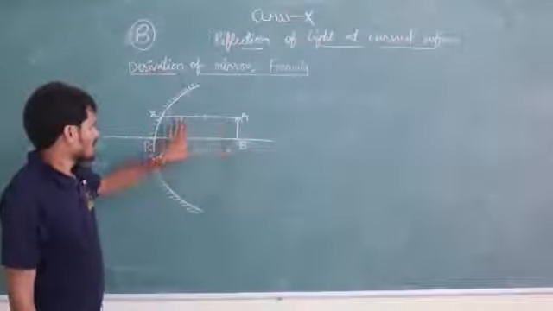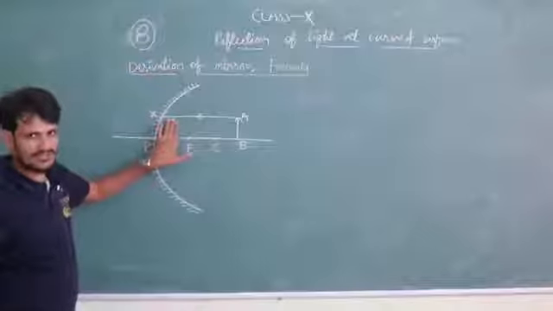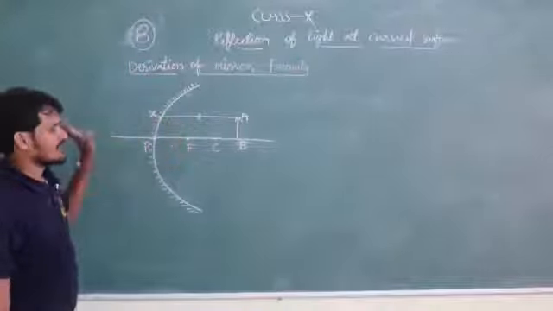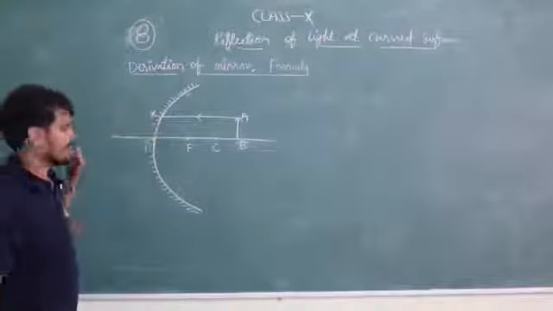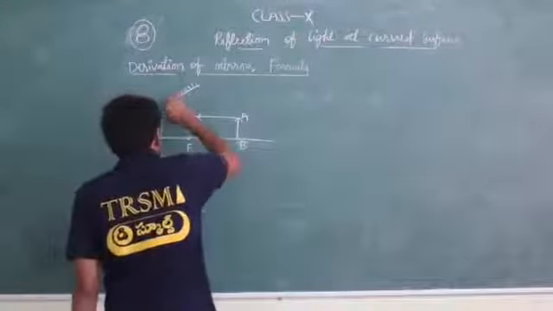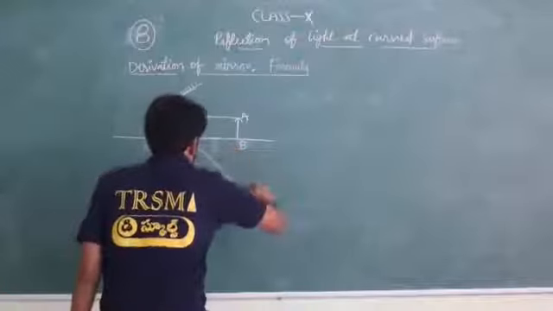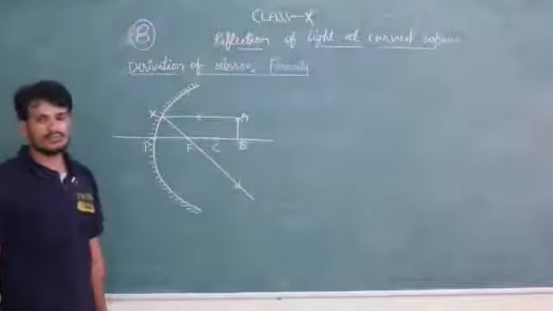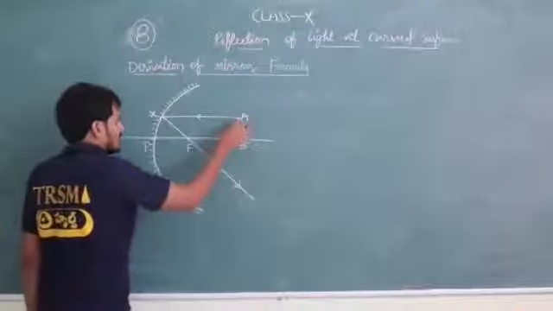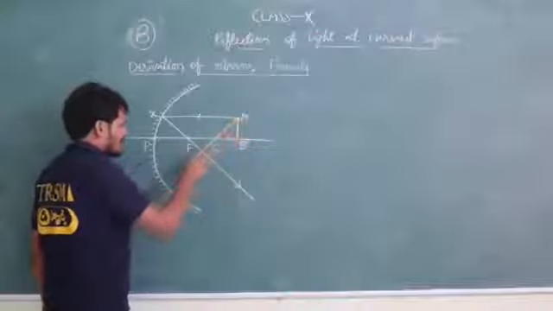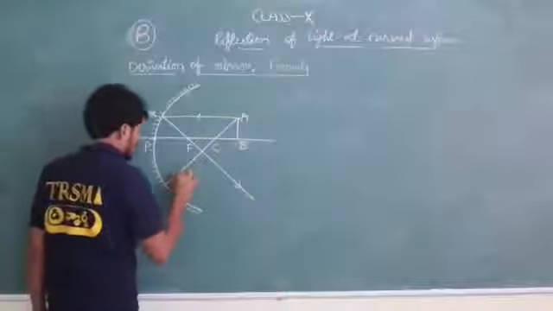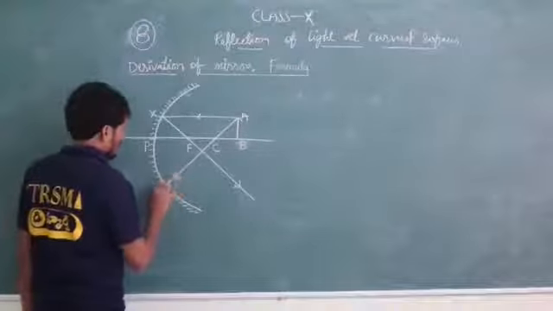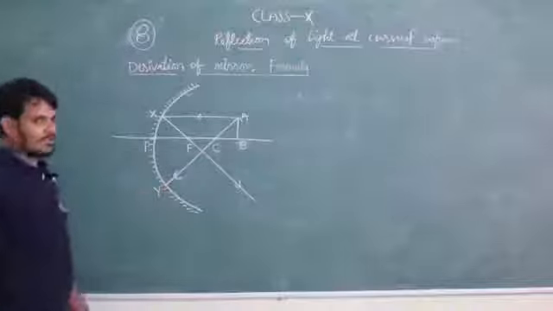The first incident ray is parallel to the principal axis. We know what happens next. That incident ray strikes the mirror at X, and the reflected ray bounces back through F. The second incident ray is coming from the center of curvature and strikes the concave mirror at Y.